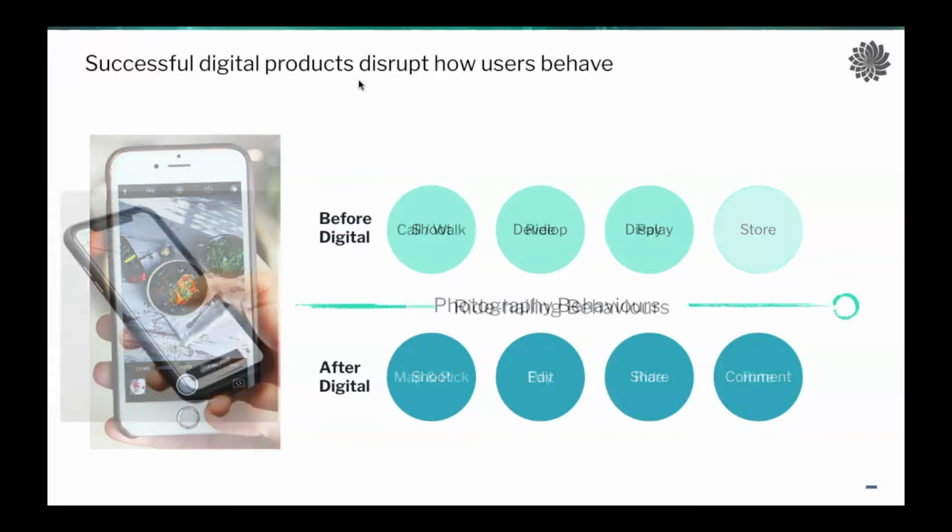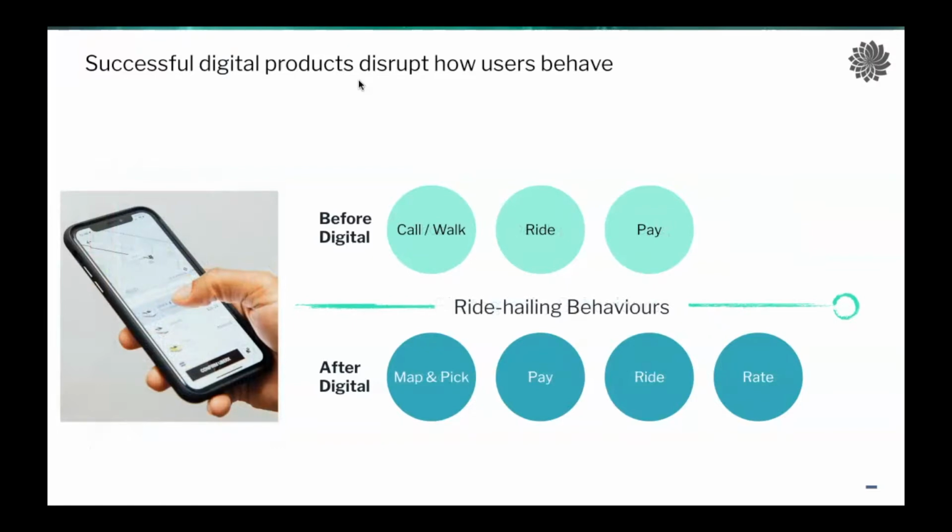If you look at, let's say, ride hailing, another disrupted industry, and a very large one right now. Essentially, what we did before digital was we used to walk to a cab. Remember those days? We'd actually call a cab, you'd wave to a cab, you'd ride into a cab, and then you'd pay the cab after. That would be at the end of the transaction. You'd probably never see that driver again.